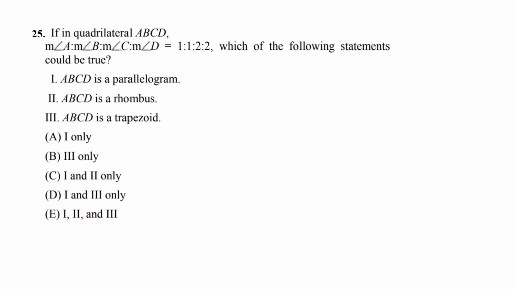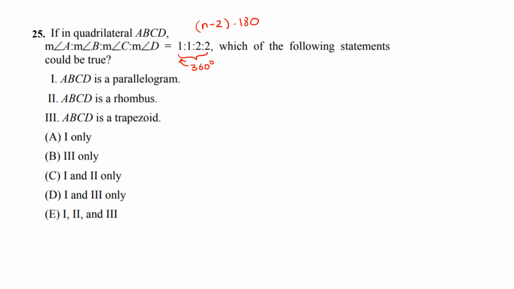If in quadrilateral ABCD, the ratio of the measure of angle A to the measure of angle B to the measure of angle C to the measure of angle D is the ratio 1 to 1 to 2 to 2, which of the following statements could be true? We know that the interior angles of any convex quadrilateral sum to n minus 2 times 180, right? That was our formula, but we know this to be 360 degrees. So we're just somehow trying to divide 360 degrees into this ratio.